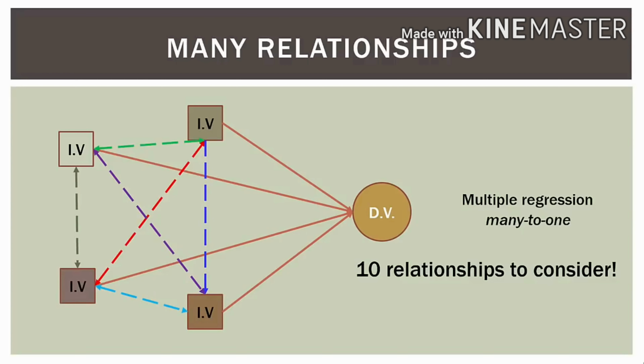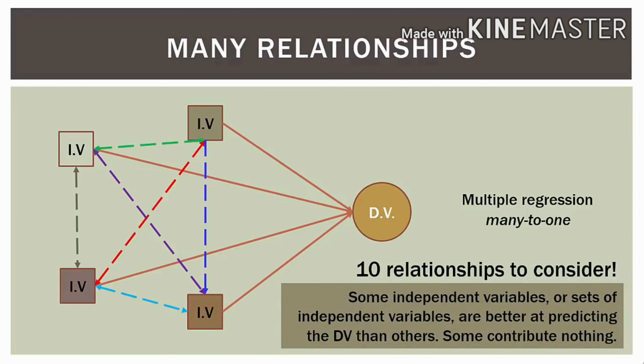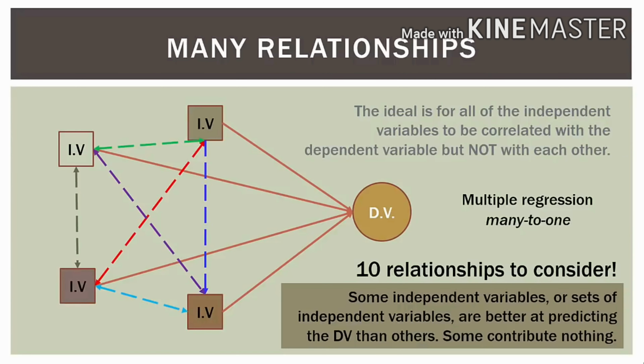Now you can see, as each independent variable is added, these relationships become very numerous. So part of the art of multiple regression is deciding which independent variables make the cut and which do not. And we'll talk about that as we go, of course. So the bottom line is that some independent variables, or sets of independent variables, are better at predicting the dependent variable than others, and some independent variables contribute nothing. So we'll have to decide which independent variables to include in our model and which ones to exclude. So again, the ideal is for all of the independent variables to be correlated with the dependent variable, so the orange lines, but not with each other, so the colored dotted lines here.